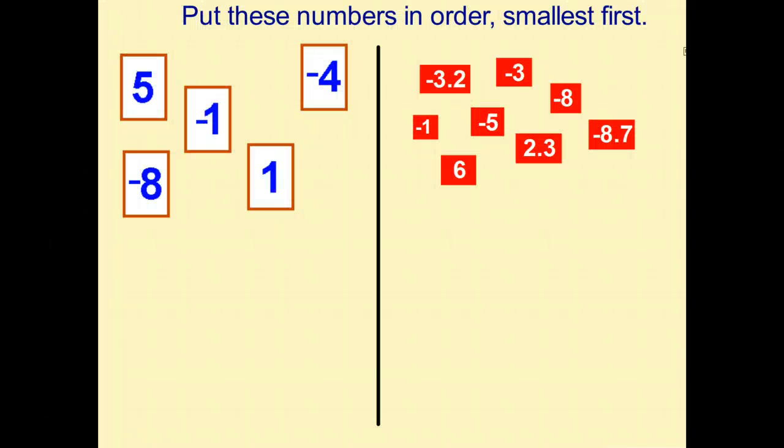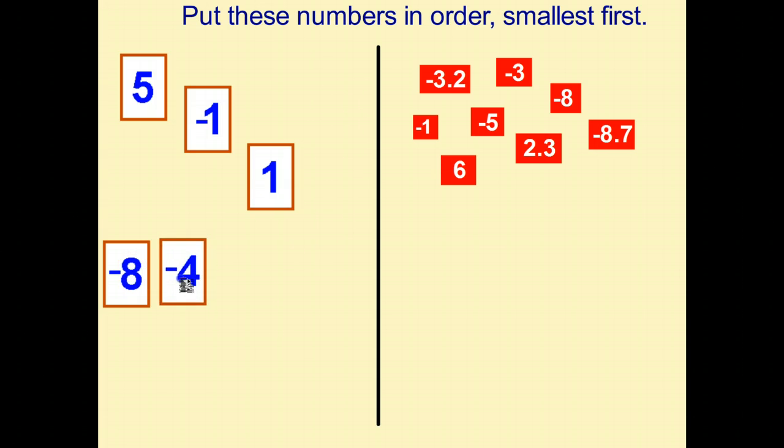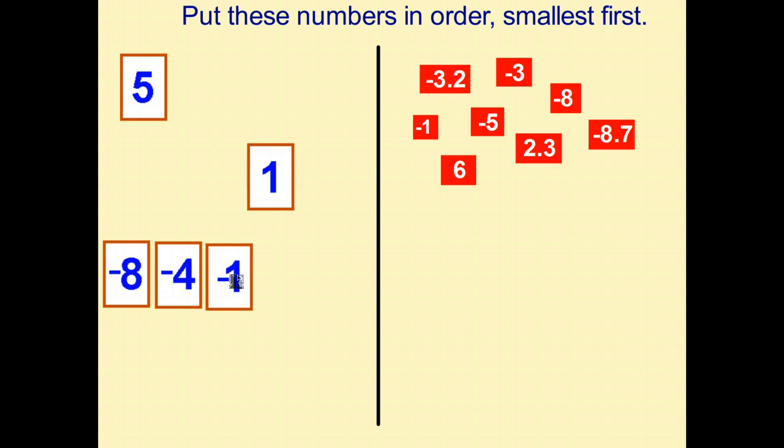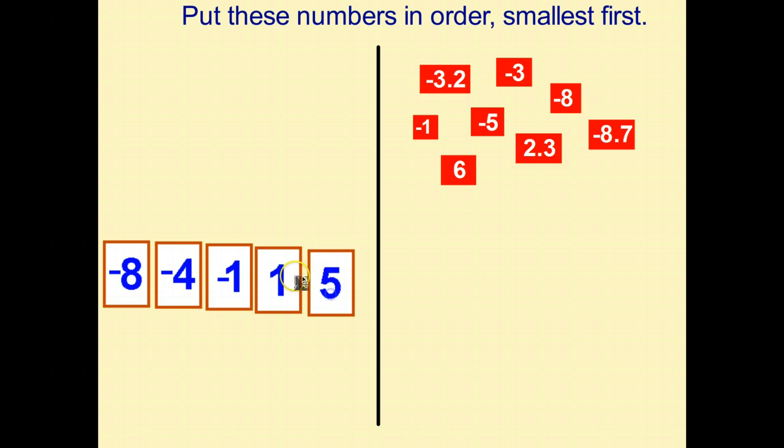Okay, once again, stop the video and just write down these 5 numbers in order, and similarly write down these numbers in order. Okay, let's see how you went. So the smallest number here, thinking of money, a debt of $8. Next, a debt of $4. Then a debt of $1. Then having a dollar to the good is a positive, and the best off is having $5.